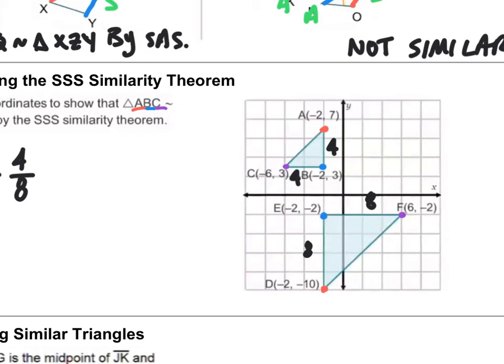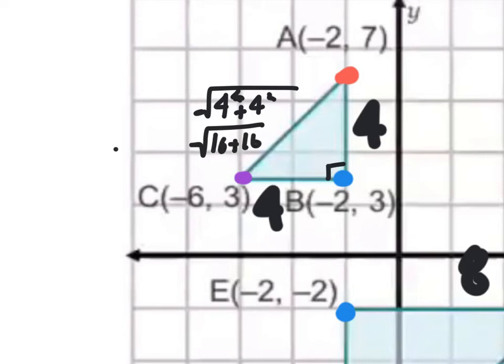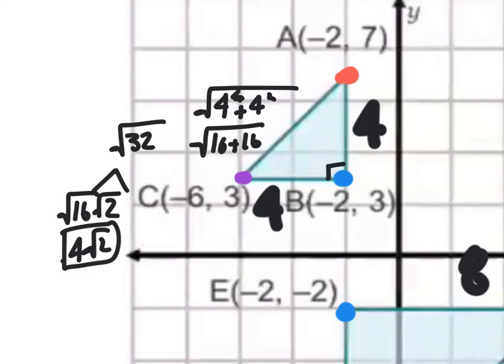And then if I were to find the length of that third side, I would need to use either the Pythagorean theorem or the distance formula. I know that this is a right angle, so this is just going to be the square root of 4 squared plus 4 squared, which is the square root of 16 plus 16, so that's going to give me the square root of 32, okay? Now, if I simplify this, this becomes the square root of 16 times the square root of 2, and so that's going to be 4 times the square root of 2. So this has a length of 4 square root of 2, all right.